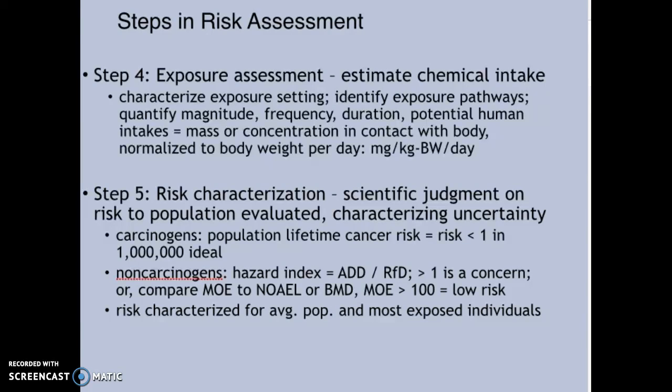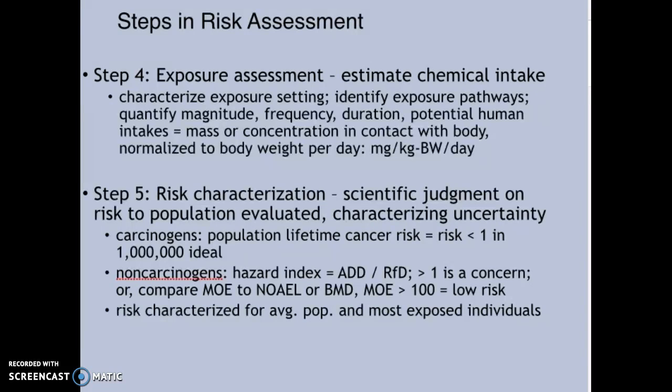The last step is step 5. That's risk characterization. This is where you put all of your equations, all of your inputs into a mathematical model, and you determine what level of risk is acceptable. For carcinogens, many scientists believe that a 1 in a million lifetime cancer risk is considered de minimis. So if exposure to a chemical in a certain setting increases your risk of getting cancer by more than 1 in a million chance, that's considered unacceptable to most scientists.